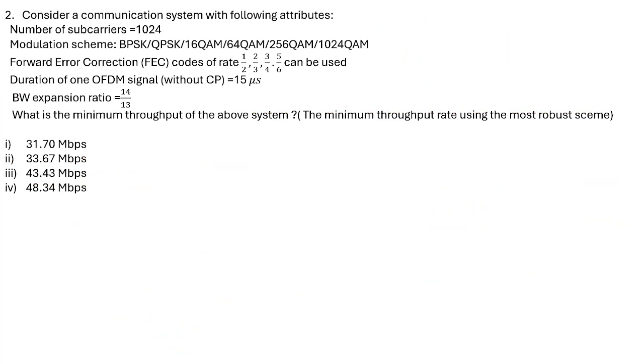So with that, let us move to our second question, which says that the communication system has the following attributes. You have the number of subcarriers, 124. So basically it's an OFDM system where you break down your wideband channel into narrowband subcarriers, and for the modulation scheme you have a bunch of choices to take from, that is BPSK, binary phase shift keying, where you can transmit either -1 or 1.